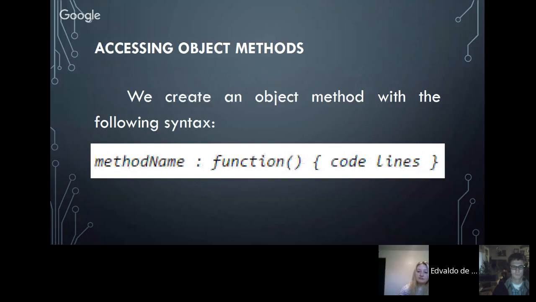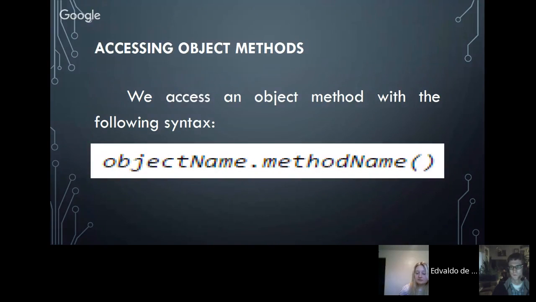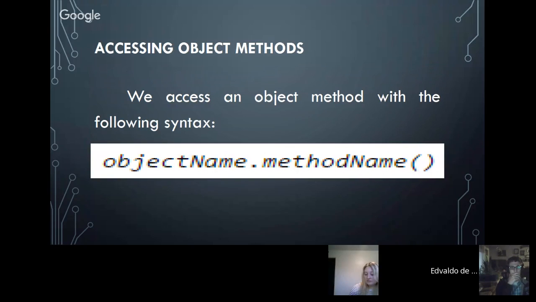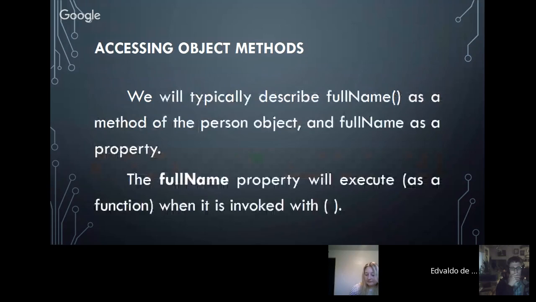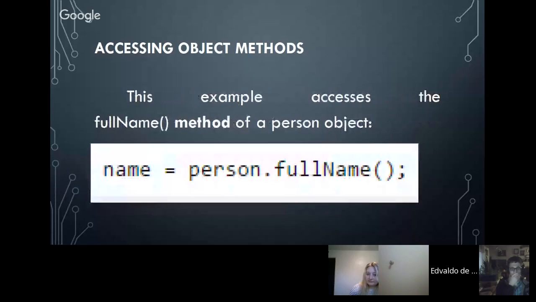Access an object method with the following syntax: object name dot method name, open and close parentheses. We will typically describe full name as a method of the person object, and full name as a property. The full name property will execute as a function when it is invoked with parentheses. This example accesses the full name method of a person object. I have name equals person dot full name and close parentheses.